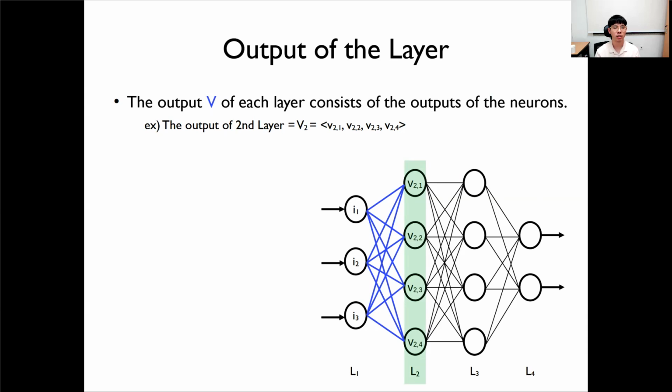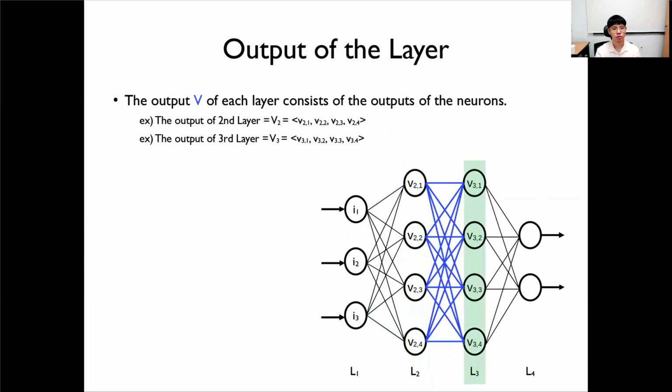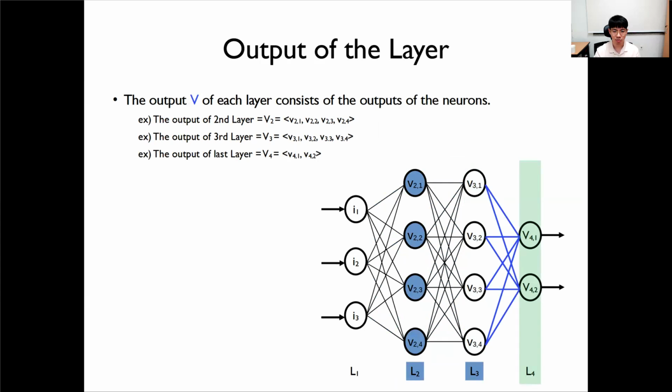For example, the output of the second layer is a vector of 4 output values of neurons, from V21 to V24, in the second layer. And using the output of the second layer and their corresponding weights, we can get the next layer's outputs. Again, using the third layer's output values, we can finally obtain the output layer's values.